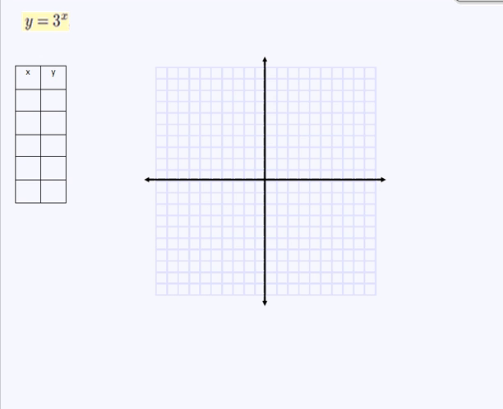So let's also look at 3 to the x. Again, we can use -2, -1, 0, 1, and 2 for values of x. We plug them in. We get 1/9, 1/3, 1, 3 to the 1 is 3, and 3 squared is 9. Okay, so something like this. So in comparison to our last graph, we've still got a horizontal asymptote at y equals 0.